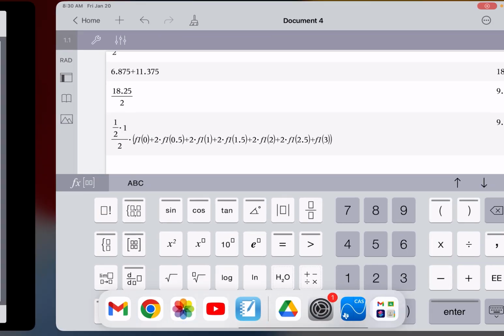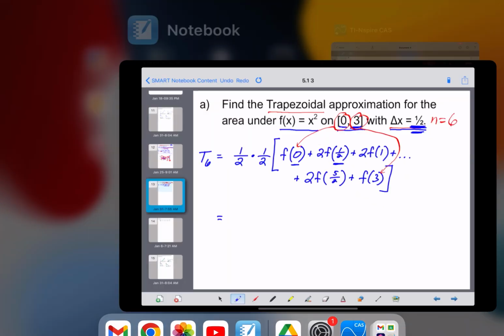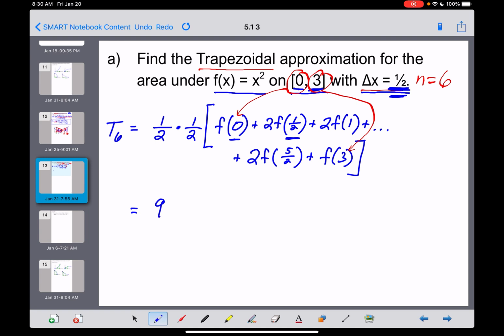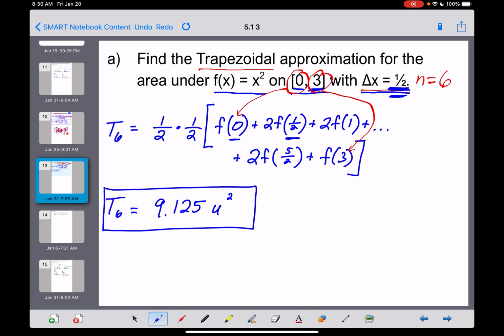But 9.125 is the answer that we've come up with right here. So 9.125, that's 9 1/8 square units, is our approximation right here for T sub 6. Now, later on in this chapter, we're going to actually come back and answer this question about what the real answer really is, but I'm going to leave you guys in suspense.